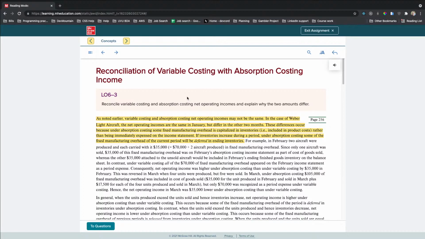Okay, reconciliation of variable costing and absorption costing income. As noted earlier, variable costing and absorption costing net operating incomes may not be the same. In the case of Weber Light Aircraft, the net operating incomes are the same in January but differ in the other 2 months.